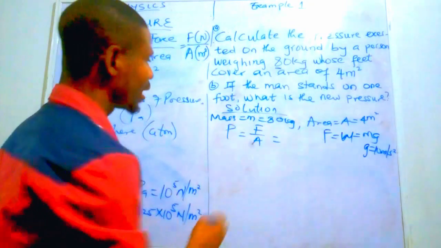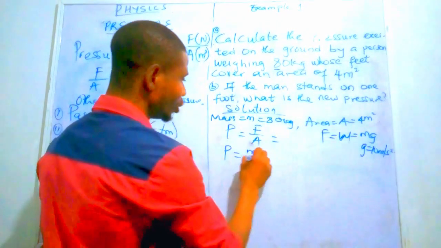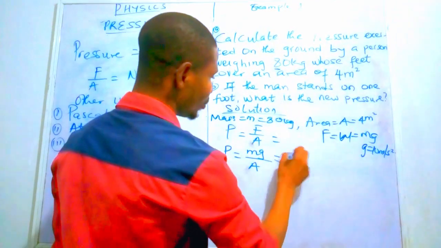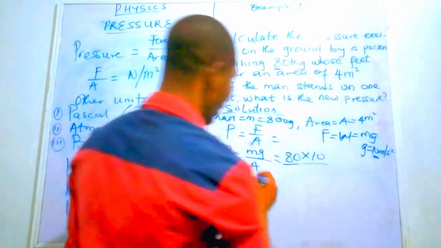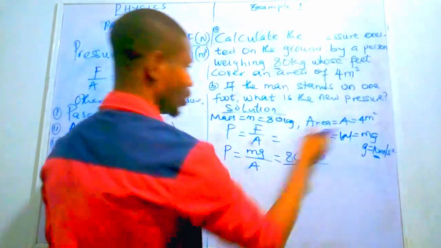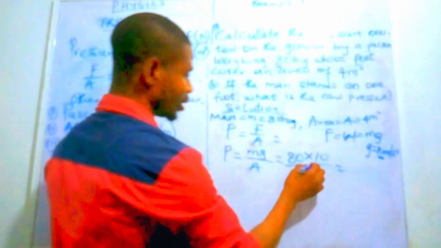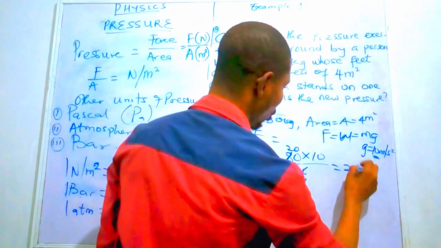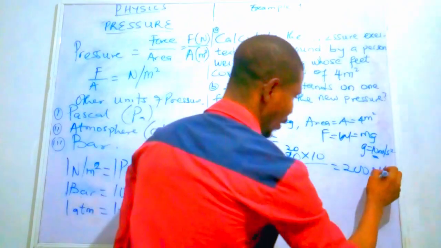So it therefore means that my formula will now become P is equal to mg over area, which is equal to mass of the body, given to be 80 kilogram, times my g, which is 10, over the area, which is 4. So in this case, 4 into 80 is 20, 20 times 10 is going to be 200 Newton per meter square, because the unit of pressure is Newton over meter square.